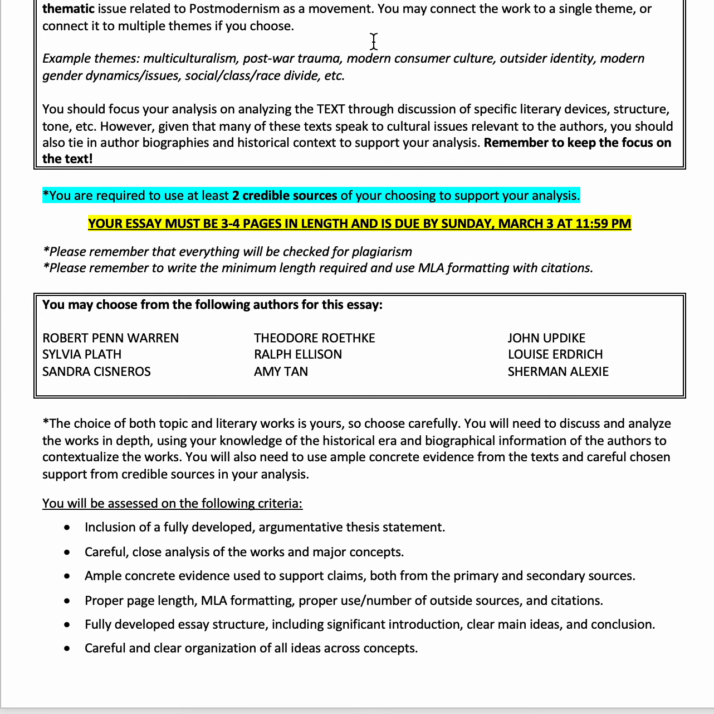You may choose from any of the authors that we read in this unit. There are a lot of different choices, and the topic and choice of work is yours, so choose carefully.